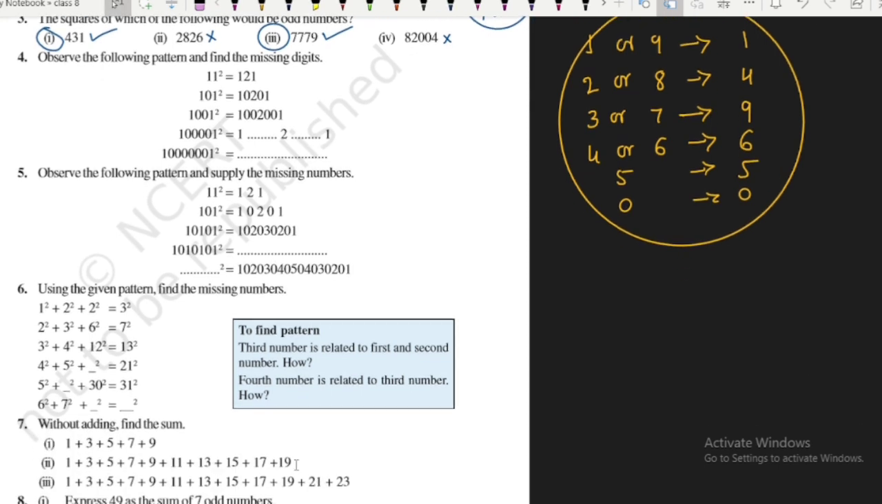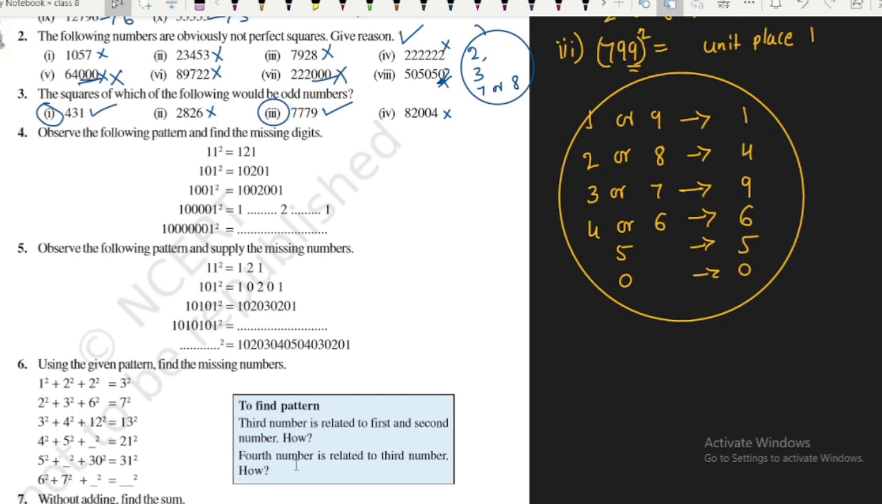Next we have question number 4. Here a pattern is given, and we are going to complete the pattern. Here 11 square is 121. Similarly, 101 square is 10201. Similarly, 1001 square is 1002001. So we are going to write this answer now.